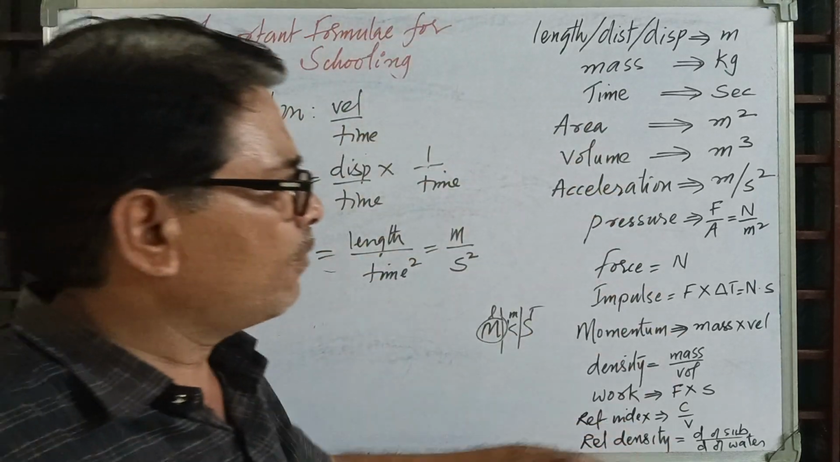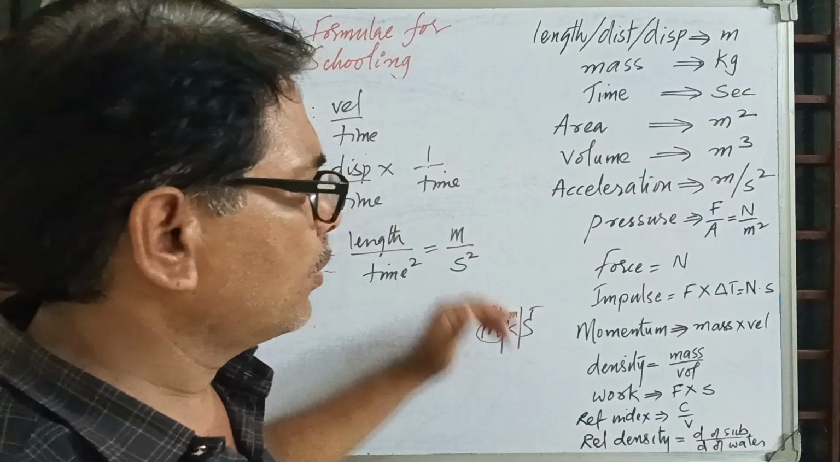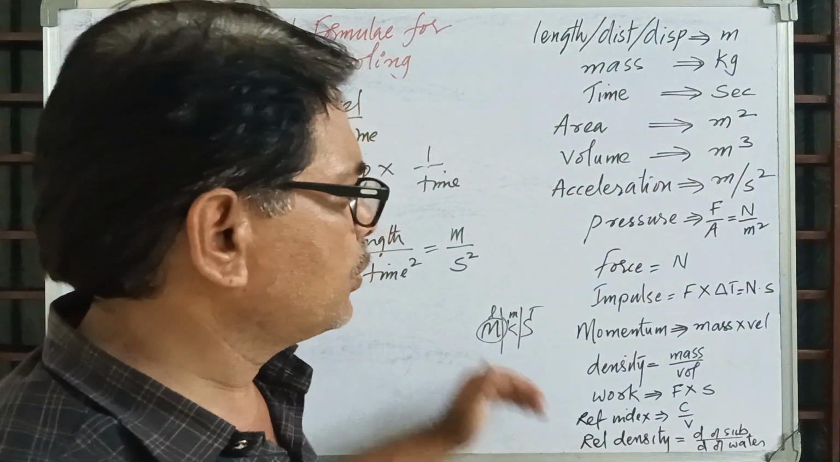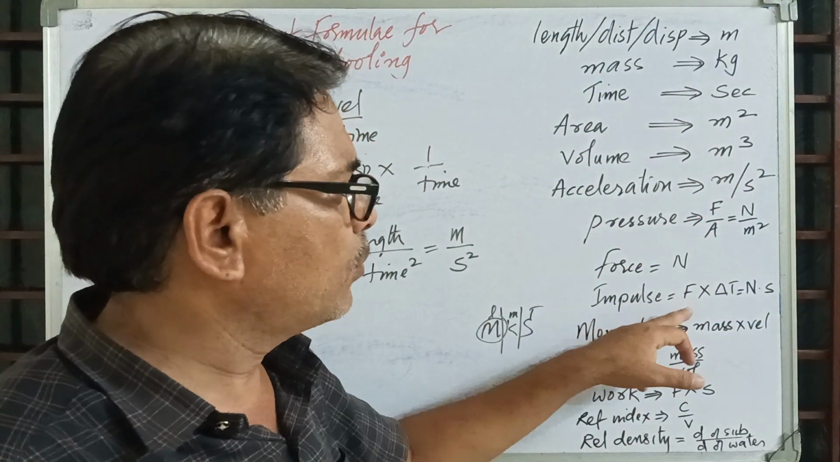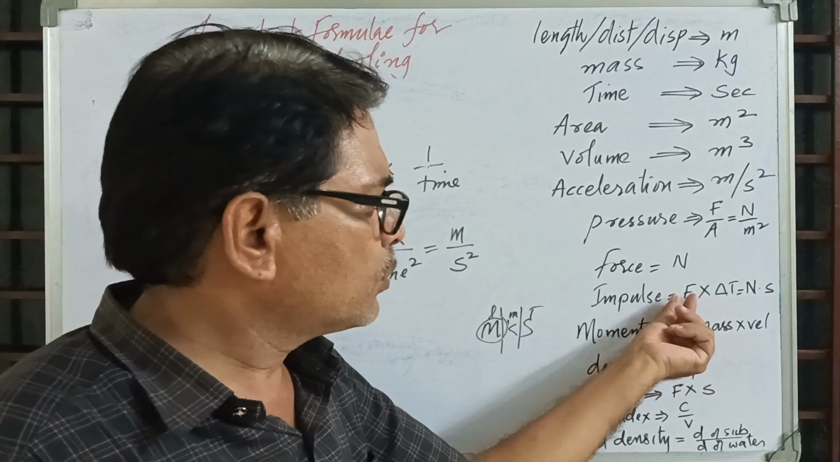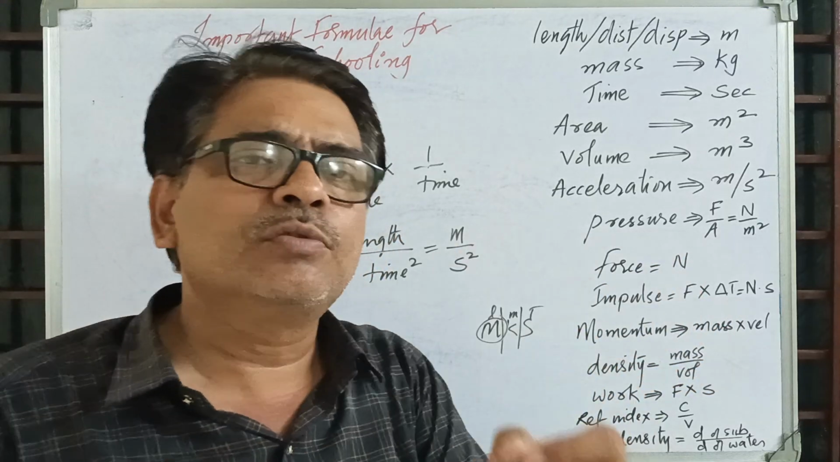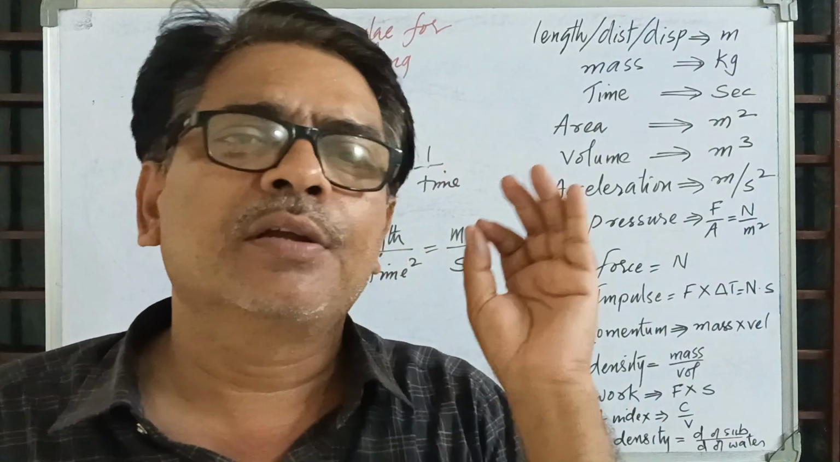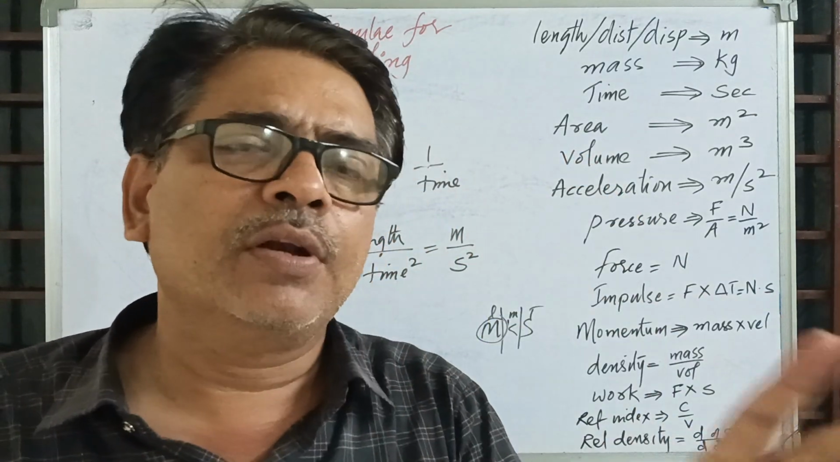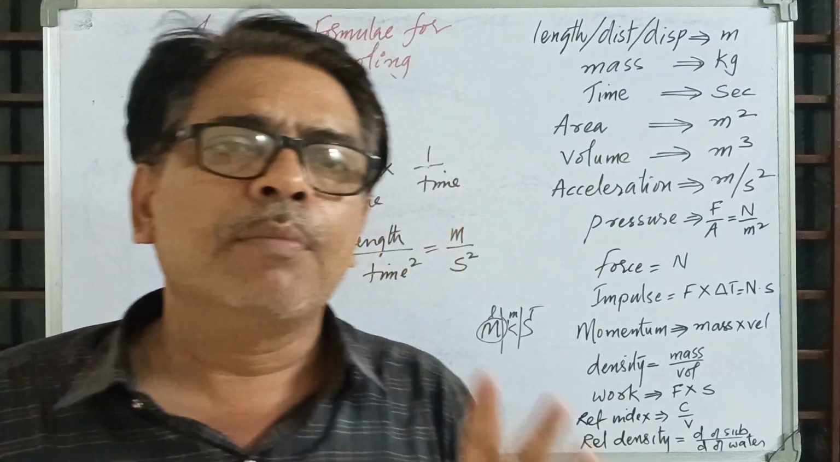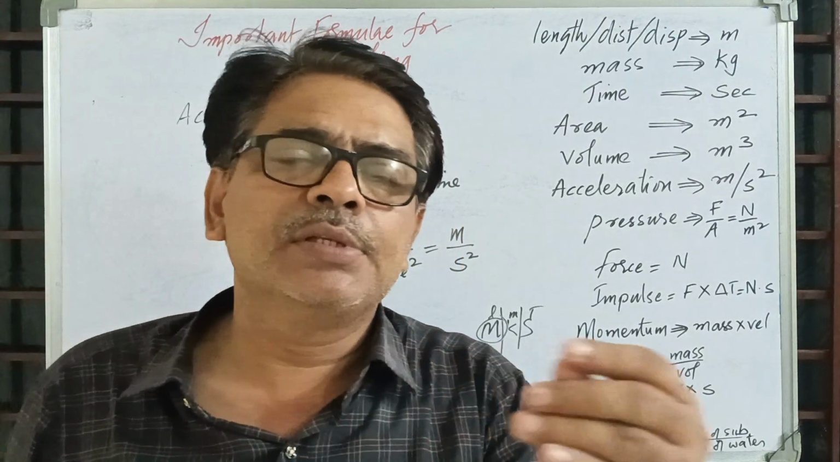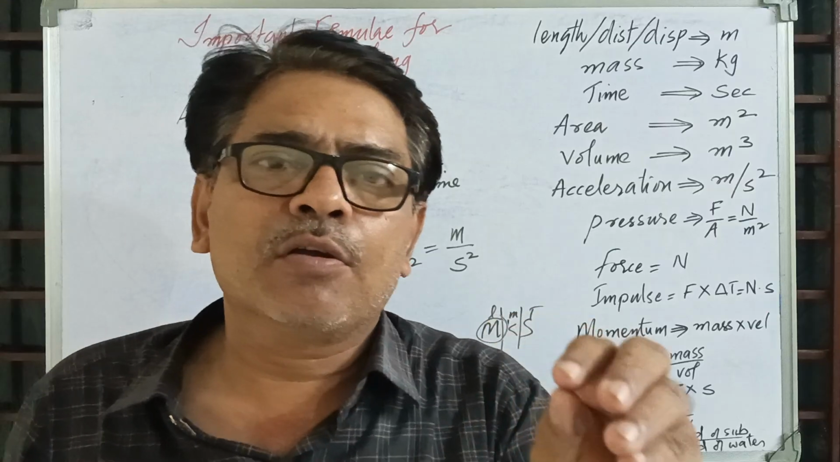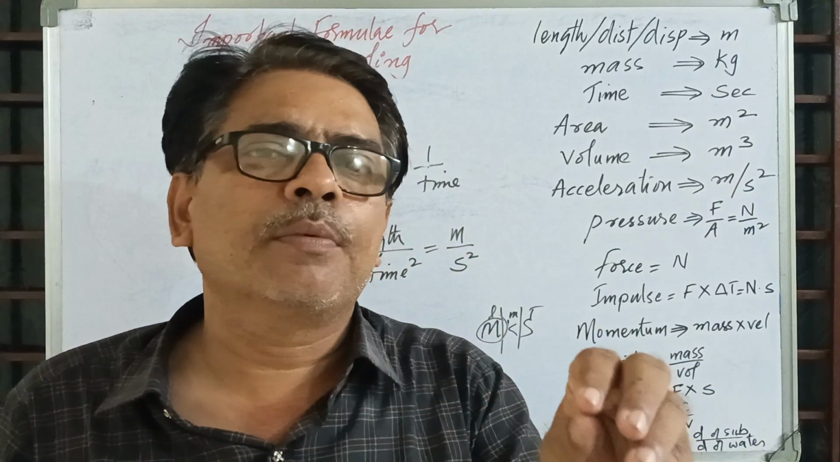This is the same everywhere. That's why I already wrote it. I need not explain each term to you. It is understood. See, impulse is force into time. So force unit will be Newton. Length, distance, displacement, width, all come under one category, meter. Mass means kg, time means second. If you are coming across force, it should be Newton.